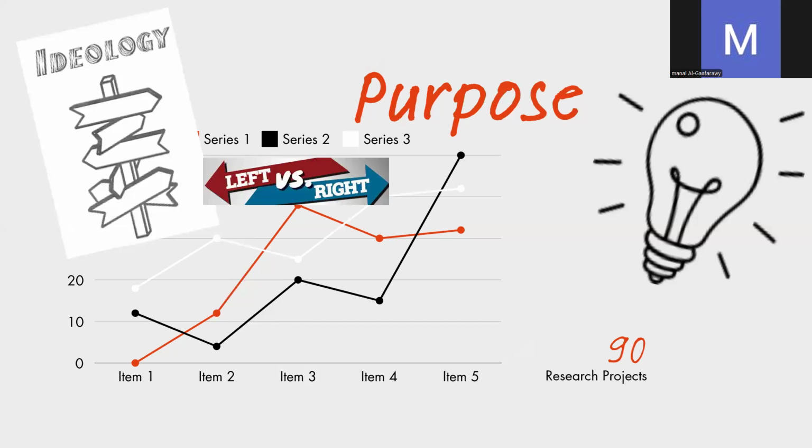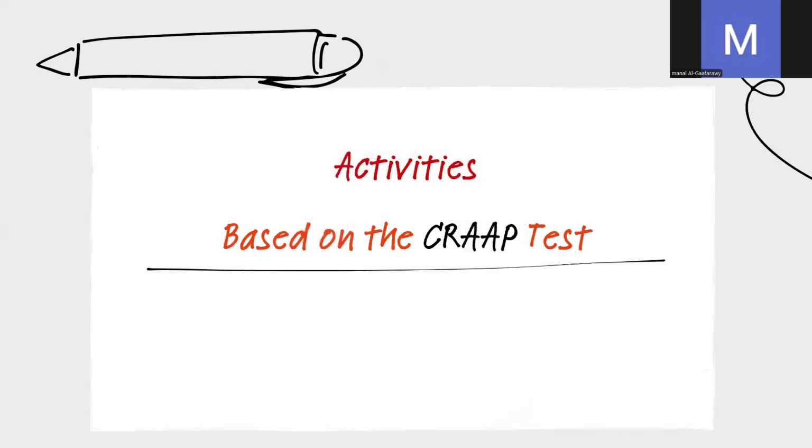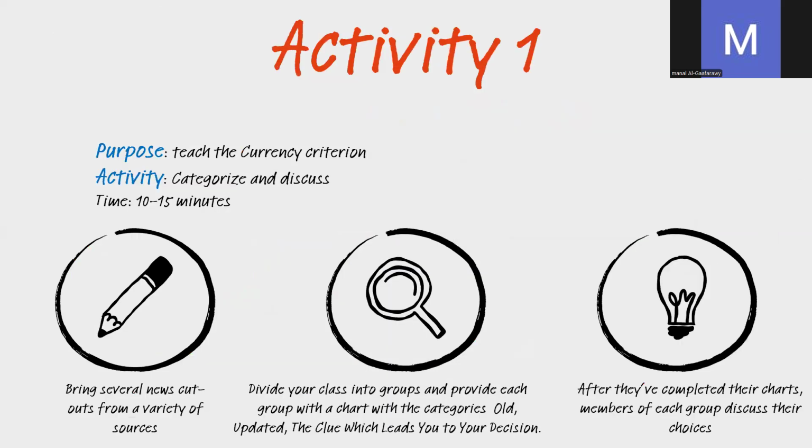Okay, so having known the several criteria of the CRAAP test and identified the purpose of each criterion, now let's move on to certain activities that help us teach our students to evaluate and sift information based on the CRAAP test in the classroom. Here I bring just examples of activities to include some criteria. And you can think of other activities or similar activities to teach your students the other criteria as well.